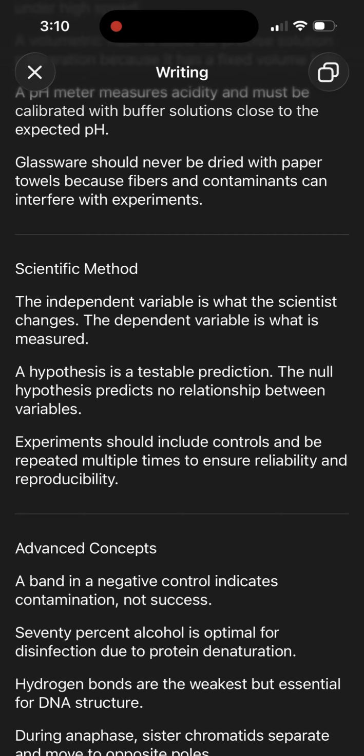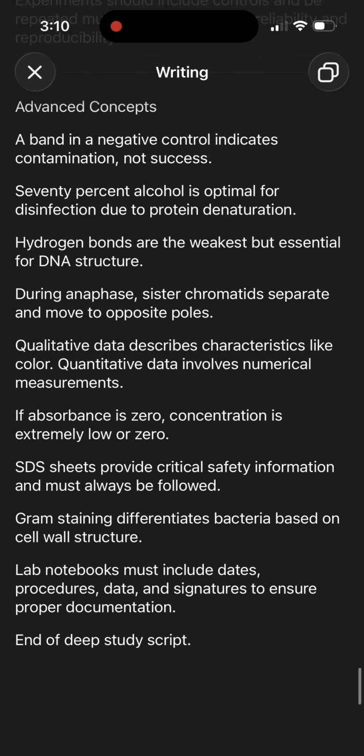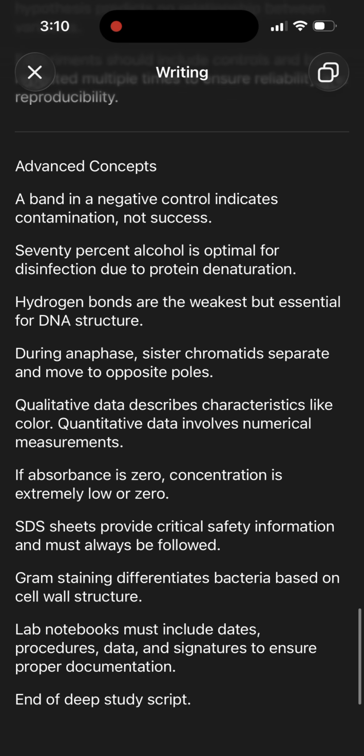How to use this to hit 90%. Do this exactly. 1. Listen 2 to 3 times a day, morning plus night minimum. 2. Pause and repeat key parts out loud, especially math plus safety. 3.